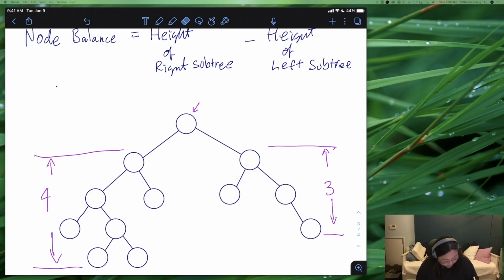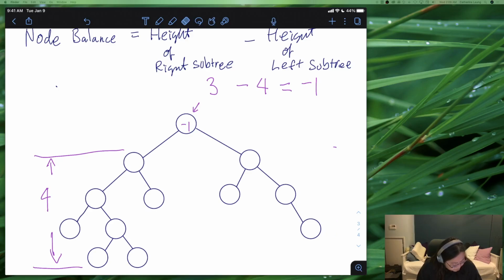So now we have the height of the right subtree and the height of the left subtree. All we have to do is put those values into our formula. The height of the right is 3. The height of the left is 4. And if we do the math, what we end up with is minus 1. So the balance at the root is minus 1. The height of the right, 3, minus the height of the left, 4, gives you minus 1, which is the balance at the root.